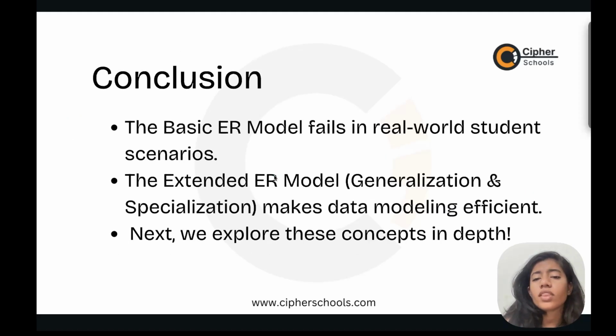So concluding, whatever we discussed in this video is that the basic ER model fails in the real world. And the extended ER model has some features like generalization and specialization. They can handle all these things in much more detail, and it is more efficient to use the extended ER model. Next we'll be exploring all these concepts in depth. So that's it for the video.